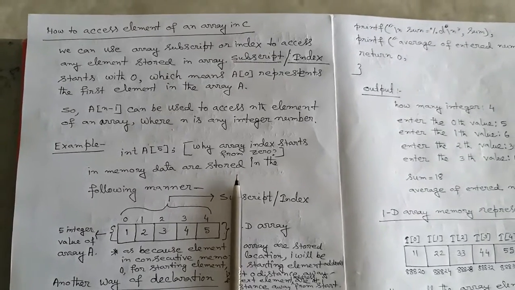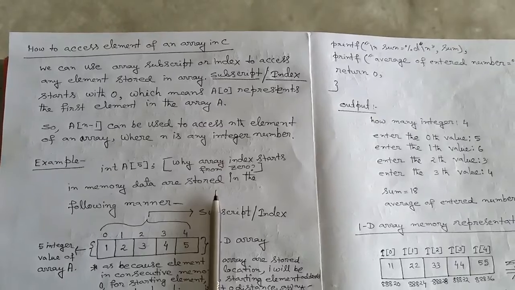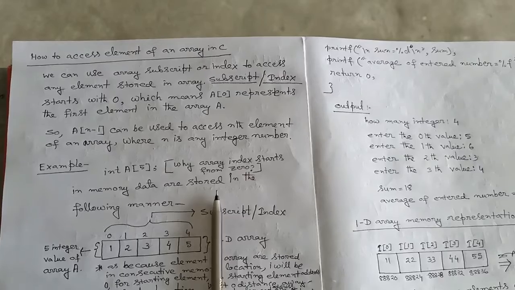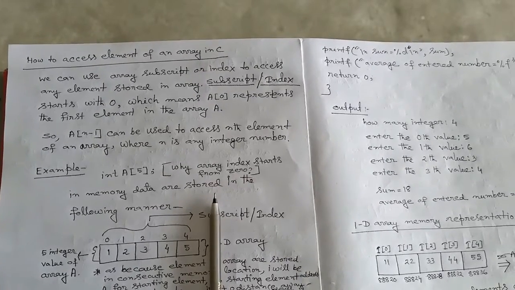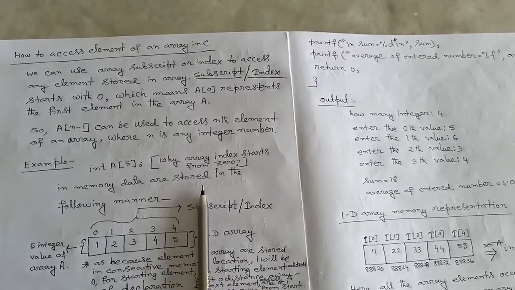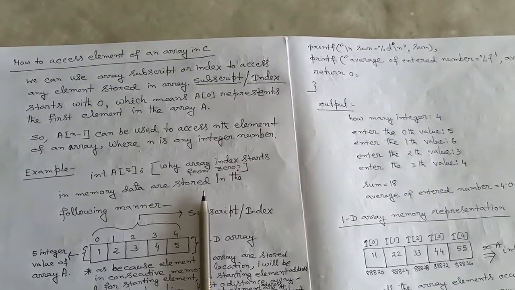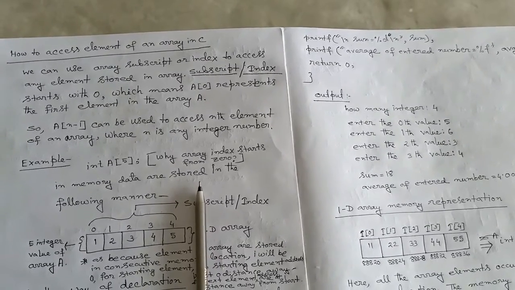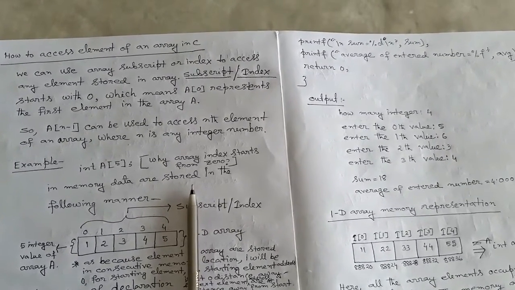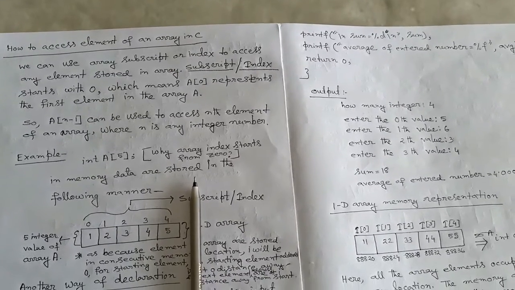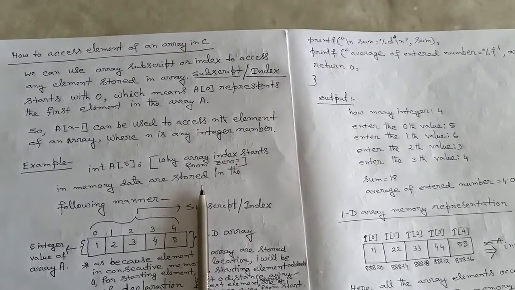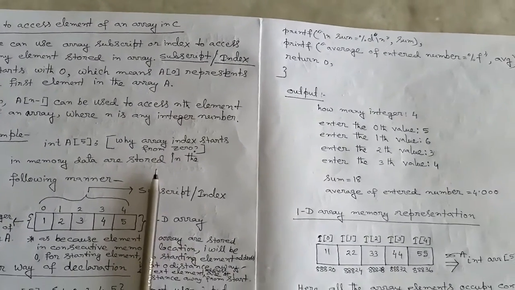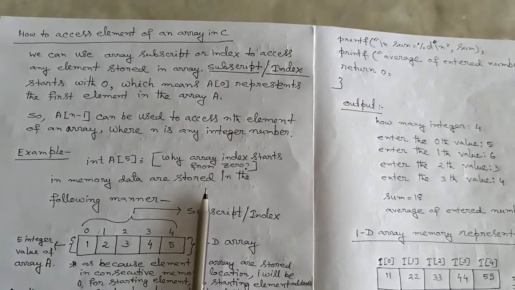Next, we should know how to access elements of an array in C programming. We can use an array subscript or index to access any element stored in an array. The subscript or index starts with 0, which means a[0] represents the first element of the array a. So in this way, a[n-1] can be used to access the nth element of an array, where n is any integer number.